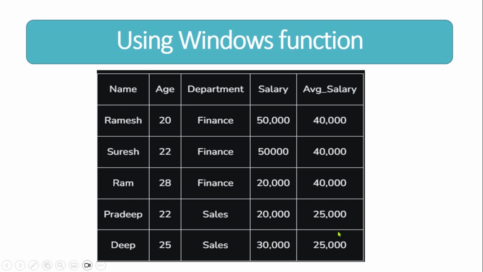If we use the GROUP BY function here, it will consider all the salaries and give you a single value. But by using the window function, we are getting two windows, one for finance and one for sales. So this is the use of a window function.